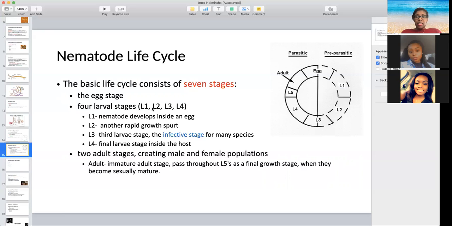Again, this is the unique class of nematodes that undergoes sexual reproduction, so there needs to be both male and female available. An adult stage is going to be an immature stage until it gets through L5, when it becomes sexually mature and reproduction can take place. All right, so this is the basic life cycle of the nematode. Make sure you grab those.